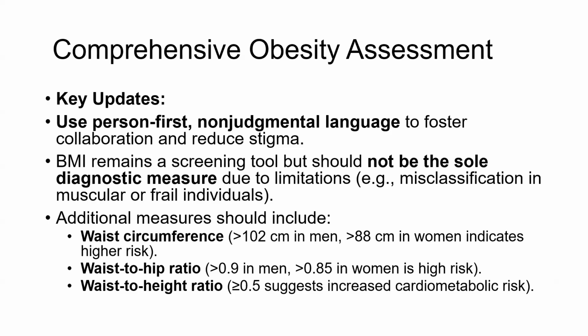Look at the waist circumference: 102 centimeters or more in men and 88 centimeters or more in women indicates higher risk. A waist-to-hip ratio of more than 0.9 in men and more than 0.85 in women is high risk. And a waist-to-height ratio of greater than or equal to 0.5 suggests increased cardiometabolic risk. So use these additional measures beyond BMI as well.